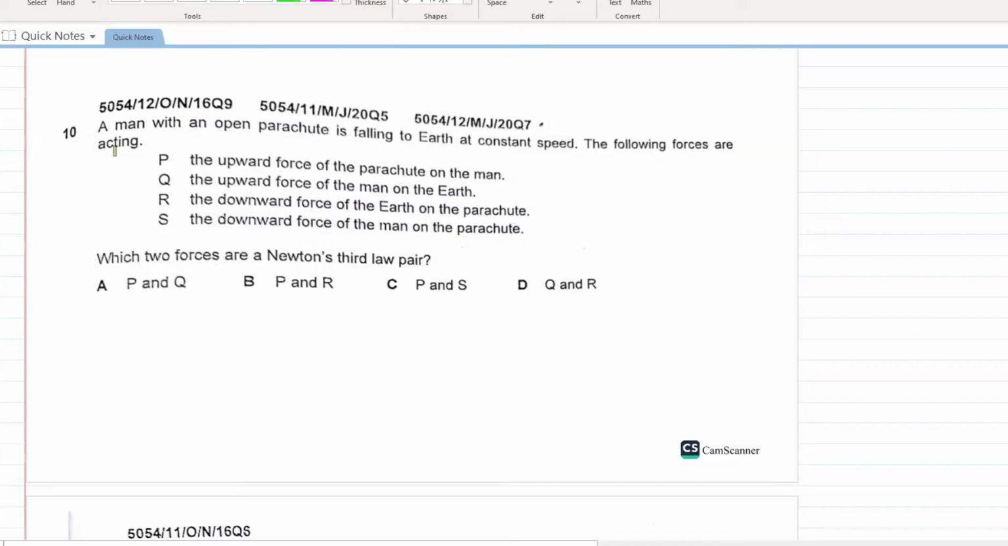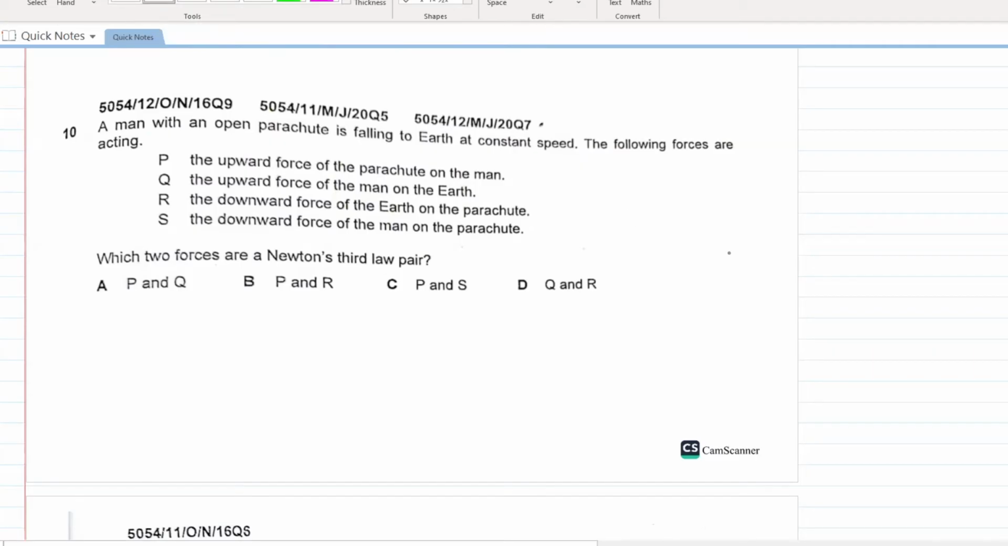A man with an open parachute is falling to earth at constant speed. The following forces are acting. The upward force of the parachute on the man. The upward force of the man on the earth. The downward force of the earth on the parachute. The downward force of the man on the parachute. Which two forces are a Newton's third law pair?